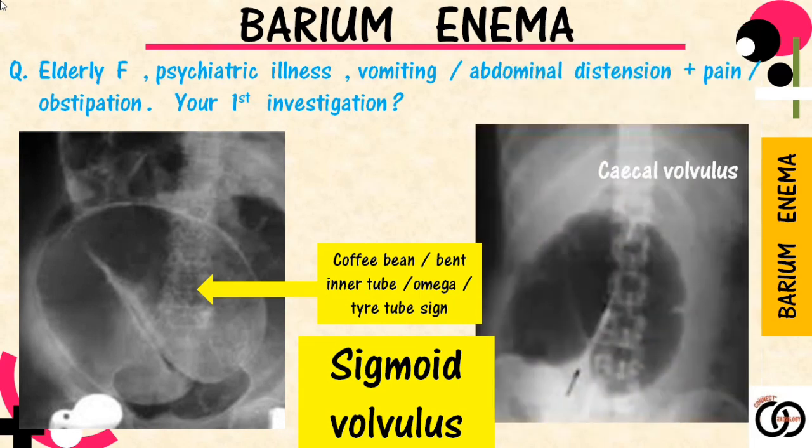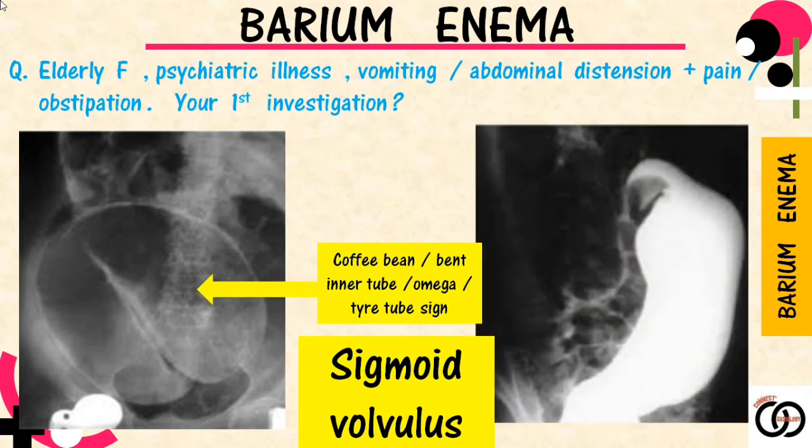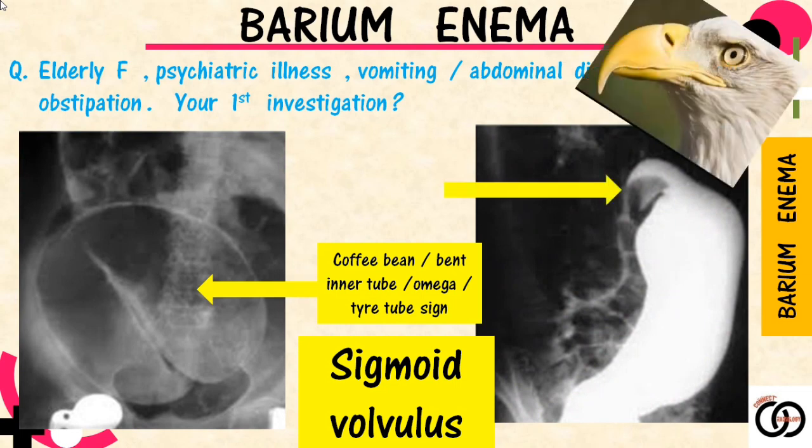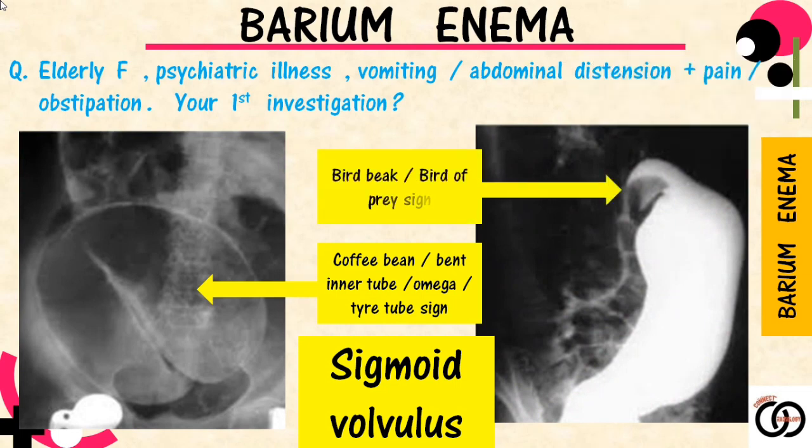Now, I want you to see how it looks on barium enema. See this film. Can you see a bird beak? Yes, that's the bird's beak or bird of prey sign. Here, the contrast-filled rectum illustrates the bird's beak, corresponding to the luminal narrowing at the site of sigmoid obstruction. Barium can't cross this twist point. This is the characteristic presentation of a sigmoid volvulus.